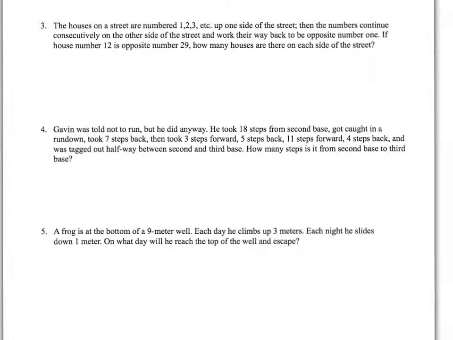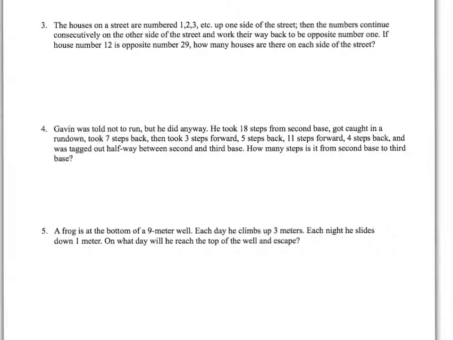Okay. So, number 3 here. The houses on a street are numbered 1, 2, 3 on one side of the street, and then the numbers continue consecutively on the other side of the street and work their way back to the opposite of number 1. Okay, so let me think about this really quickly. So what we're saying is this is going to be the north side of the street. That'll be the south side down here.